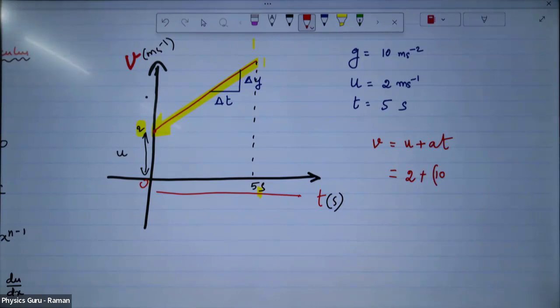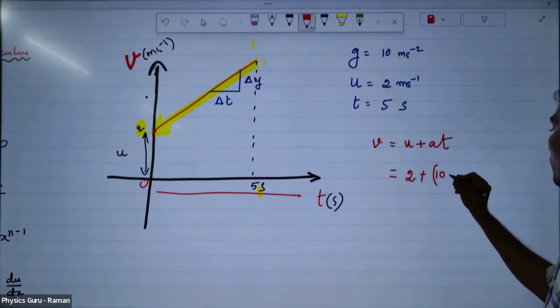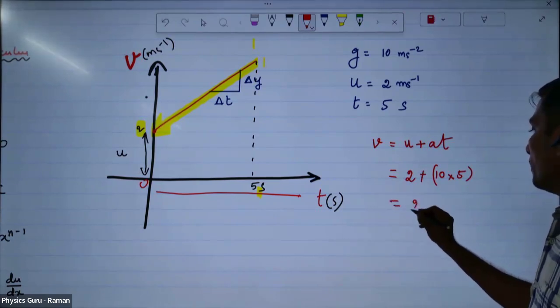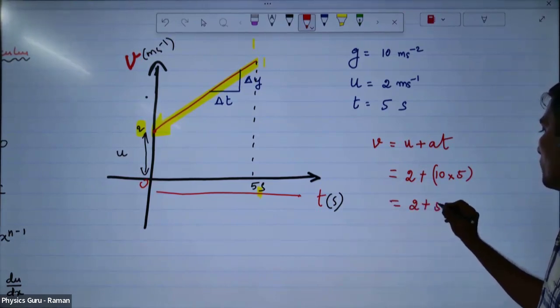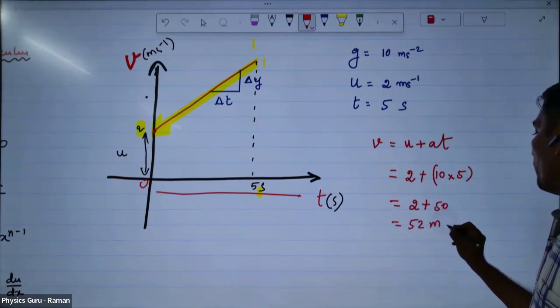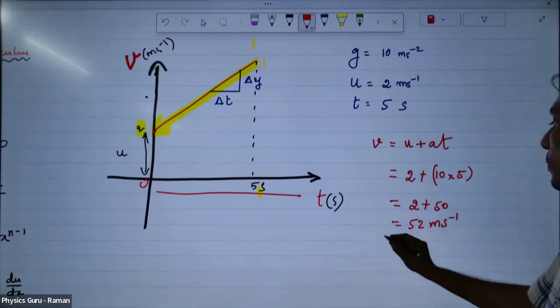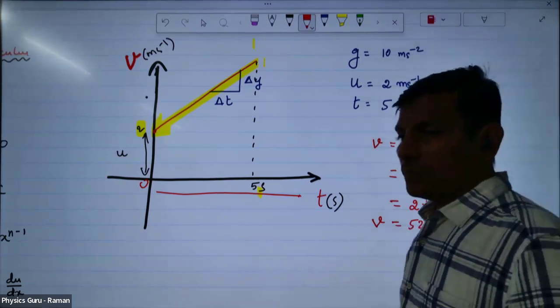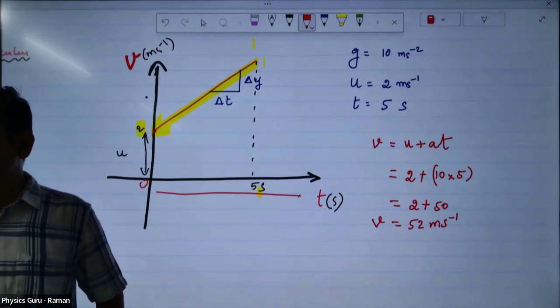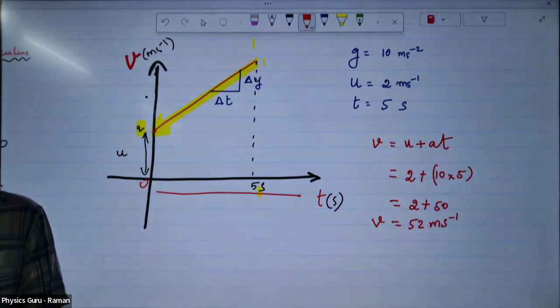Correct? And multiplied by time required is 5 seconds. So put together it is 2 plus 50, which is equal to 52 meter per second. So the final velocity would be equal to 52 meter per second. Got it?